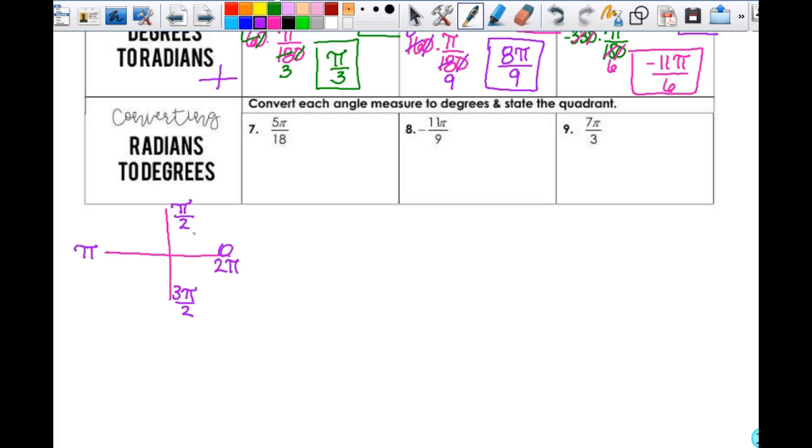You just got to read through that a little bit. It'll get easier and easier. That's why we're practicing. This is 1. Okay, so let's go ahead and just do these quadrants, and then we'll see if we're right in the end. Negative 11 over 9. All right, so going this way first.